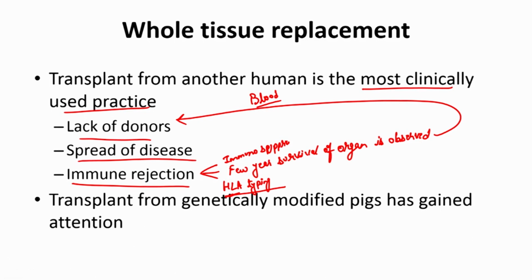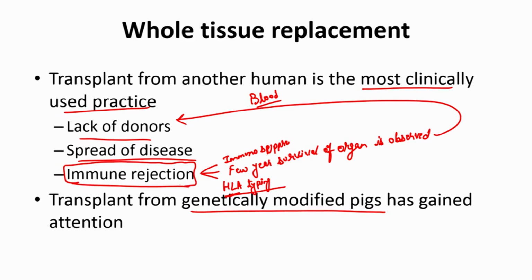The other approach now being pursued is to get transplants from genetically modified pigs. Pigs have been studied quite a lot for this, and they have been found to be very similar to humans, not as similar as another human of course, but among all the different species, pigs are supposed to be the closest, and also very similar in the sizes of the organs. The problem again comes back to the issue of immune rejection.